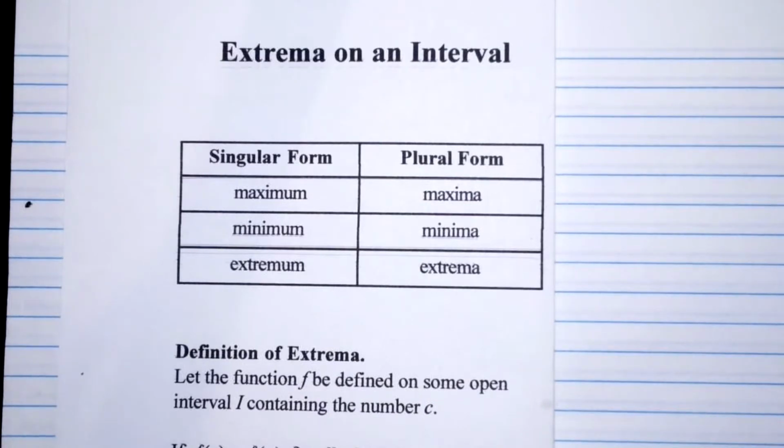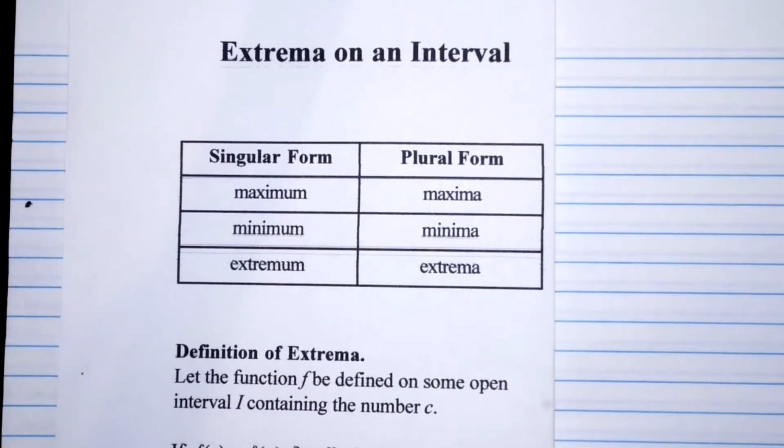But a maximum, you can probably guess, is sort of the largest value of a function, and a minimum is the smallest value of a function, or at least they have something to do with that. So maximum and minimum are singular forms, as is extremum. Extremum is an all-encompassing term. An extremum could be either a maximum or a minimum. And then the plural forms are maxima, minima, and extrema.